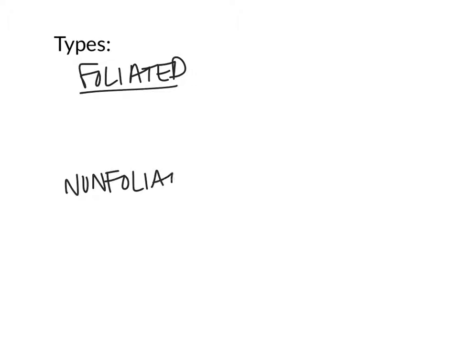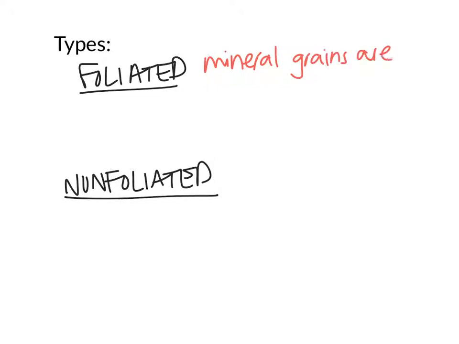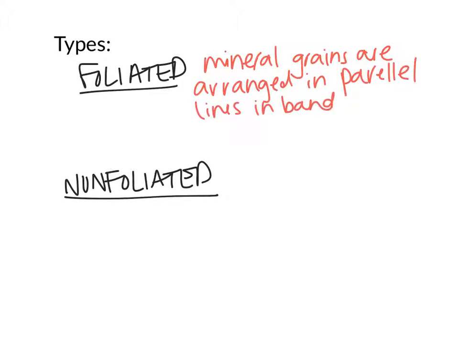There are two types. There is foliated and there's non-foliated. Foliated is when the mineral grains are arranged in parallel lines, in bands. So here's my rock. I've got some nice layers in it. That's how you really know, when you can see the bands. Other ones are kind of hard to identify.